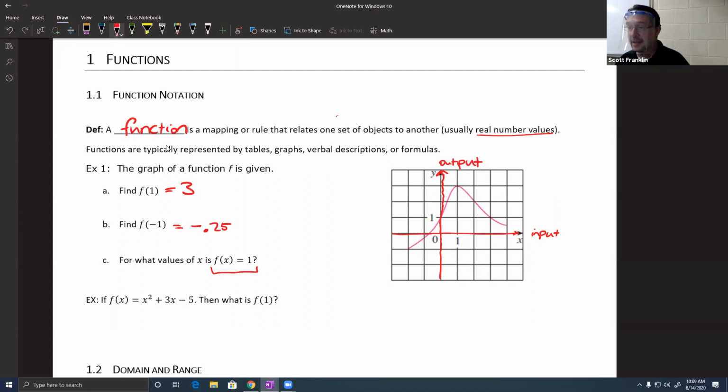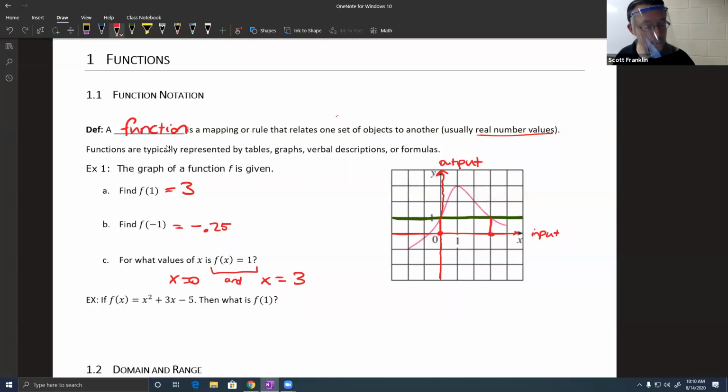So we're looking then for a height of 1. So here's the height of 1. What are the inputs that give that height? X equals 0 and x equals, what'd you say, 3? So because 0 is right here, it has a height of 1, and 3 is right here. It also has a height of 1.